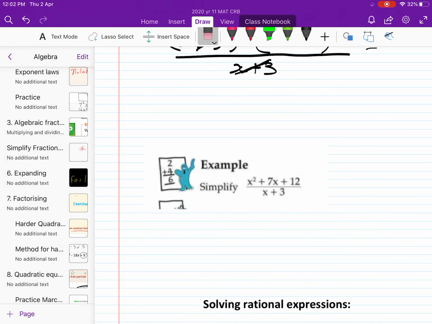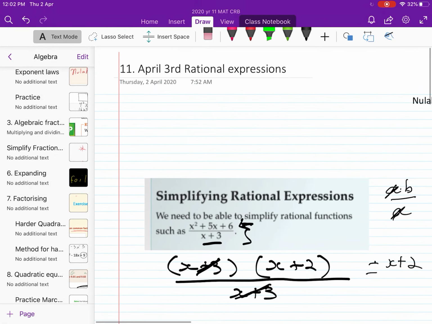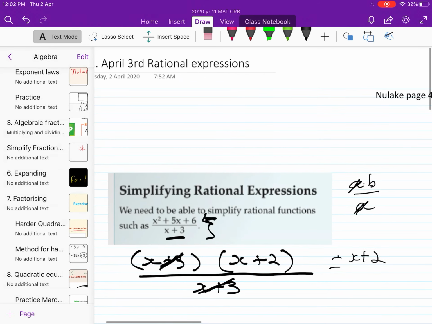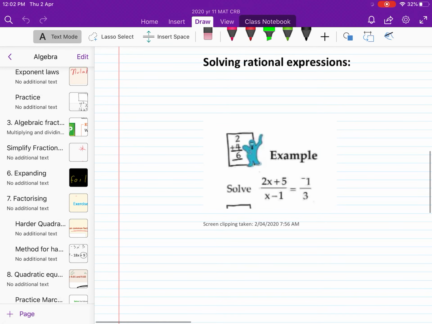So we'll try this one. Again, I've got a quadratic on the top and a thing on the bottom, and all I'm asked to do is simplify. So I'm going to factor x squared plus 7x plus 12. 4 and 3. 4 times 3 is 12, and 4 plus 3 is 7, yep. So (x plus 4)(x plus 3), all over x plus 3. Boom, cancel, x plus 4. So those are just rational expressions. They don't take too much work. You just have to recognize them for what they are, and there's lots of these examples in the New Lake book, and I want you to go over to page 42 and 43 and you can do some of those.